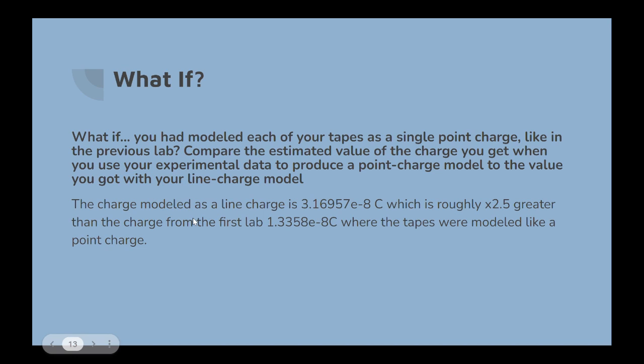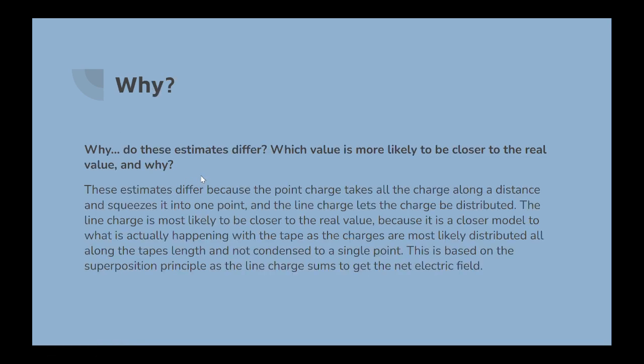So what if you had modeled each of your tapes as a single point charge, like in the previous lab? Compare the two. So the charge modeled as a line is, again, this many coulombs, which is roughly 2.5 times greater than the charge from the first lab, which is about this right here, where the tapes were modeled like a point charge, like I just said. So those are the two, and then why do they differ?